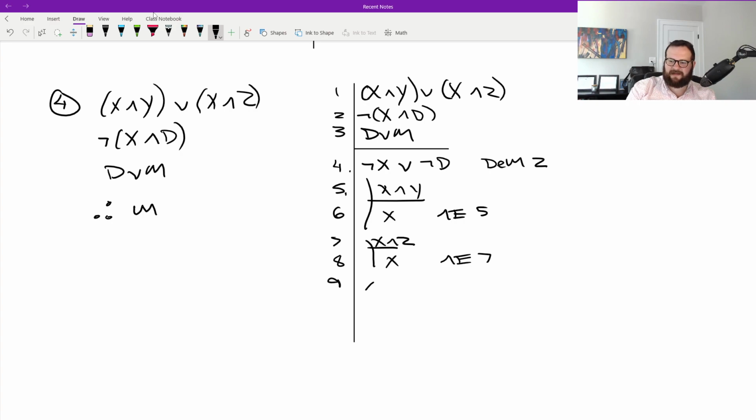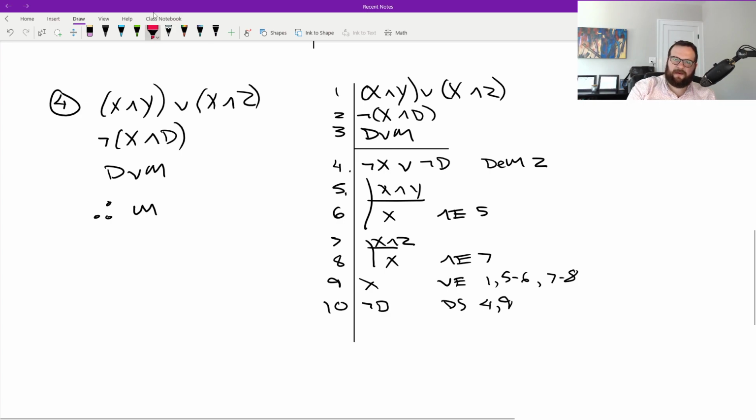So on line 9, I get to say that X must be true from disjunction elimination 1, 5 through 6, and 7 through 8. Great. Now I have X. Okay. Well, if I have X, since that is the opposite of not X, I can now do my disjunctive syllogism to get not D. We'll talk about how in just a second. 4, 9. Okay, so remember, disjunctive syllogism works like this.